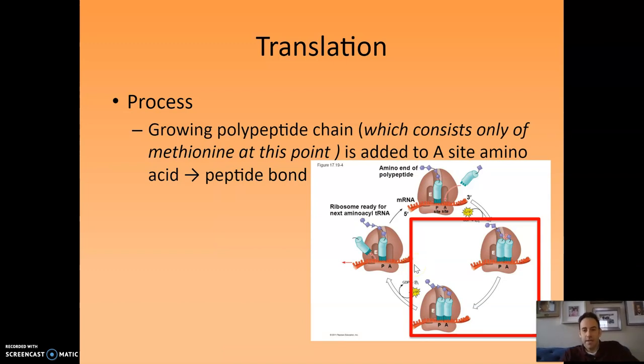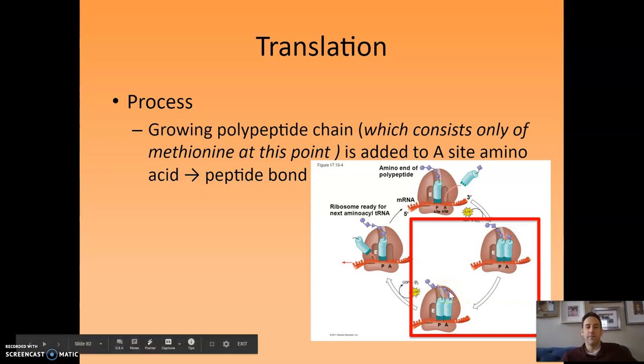Then the polypeptide chain is going to grow. So this polypeptide chain from the P site, in our example, it just contained methionine so far, but in this picture it has several more. But that's just going to be transferred to the A site. So now this new amino acid is going to be connected to all the rest of that growing polypeptide, and that's going to form that peptide bond that we talked about before.